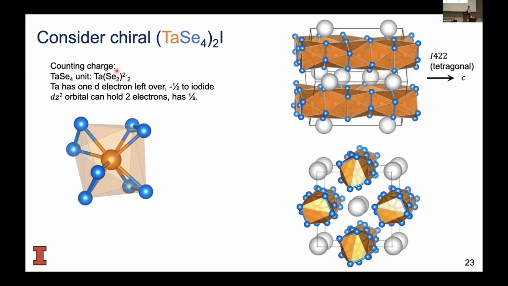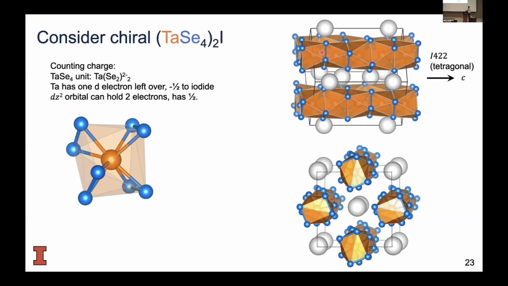Okay, so if we draw this way, this selenium-2 dimer should be 2-, and there's 2 of them, so that's 4-. Tantalum should be 5+, so there's 1 d electron left over, okay? For every 2 of those units, I have 1 iodine, which means that the iodine is going to take half an electron away. So this dz squared orbital, I could imagine that this thing would be completely filled or completely empty.